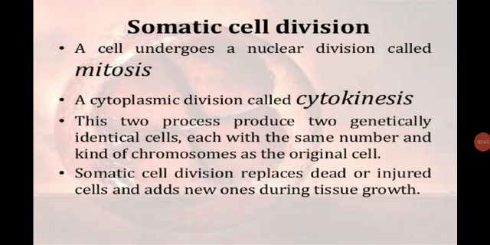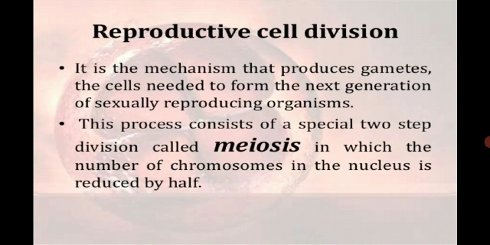What is the somatic cell division? A cell undergoes a nuclear division called the mitosis, and a cytoplasmic division called the cytokinesis. These two processes produce two genetically identical cells, each with the same number and kind of chromosomes as the original cell. The somatic cell division replaces dead or injured cells and adds new ones during tissue growth. While what about the reproductive cell division?